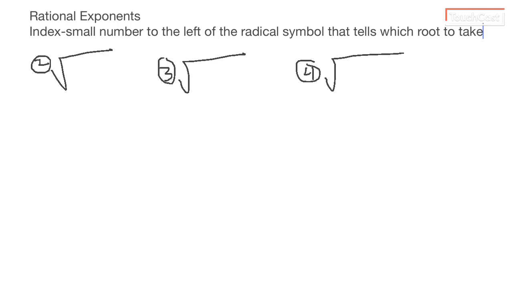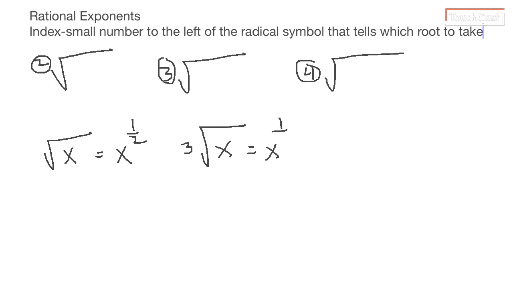Now we can rewrite any radical as an exponent. Say we have the square root of x. We rewrite that as x to the 1/2 power. If we had the cube root of x, we rewrite that as x to the 1/3 power. And if we have the fourth root of x, we rewrite that as x to the 1/4 power.